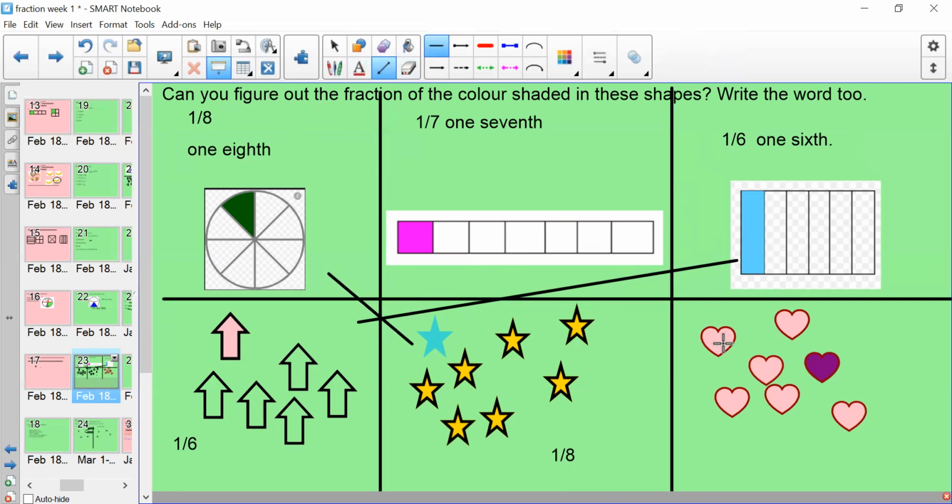And the last one, we've got 1, 2, 3, 4, 5, 6, 7 hearts. And one heart is purple. So we can say it is 1/7 of the hearts is purple. And that would match up with the middle one. It's really important to know that we can show fractions in different ways. So we can show it using shapes, or we can show it using objects.